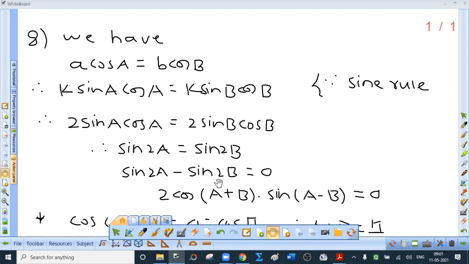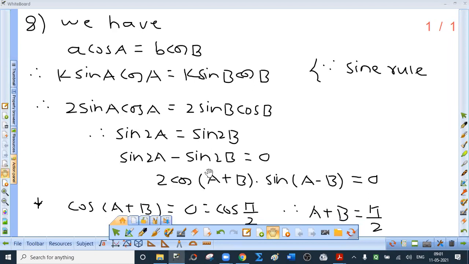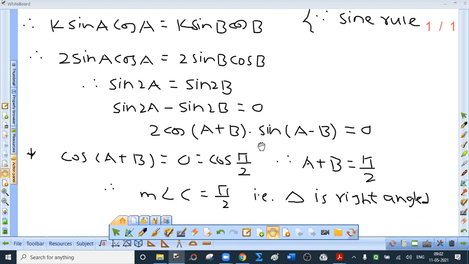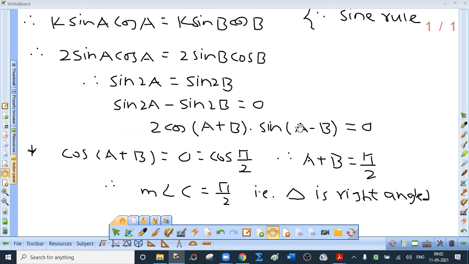Now it is sine A minus sine B formula. Sine A minus sine B. 2 cos of 2A plus 2B upon 2, that is A plus B, into sine of first angle minus second angle upon 2, that is sine of A minus B, right? Now product of two terms is 0, so either first is 0 or second is 0. Now first equal to 0 gives cos of A plus B is 0, but cos pi by 2 is 0, that is A plus B is pi by 2. So what must be the third angle? Pi by 2 only. This gives me that triangle is right angle.